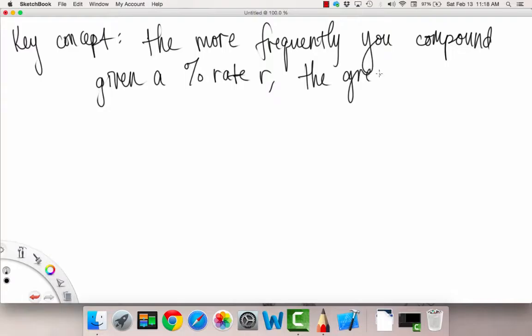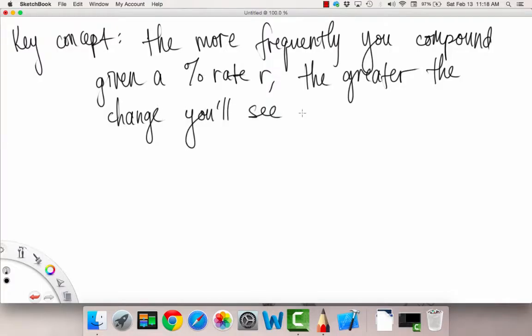The greater the overall change you'll see in a given amount of time. Okay, and we'll do an example to demonstrate this.